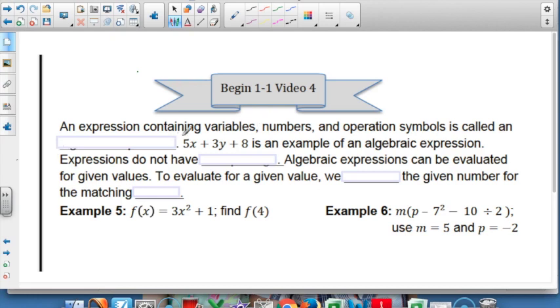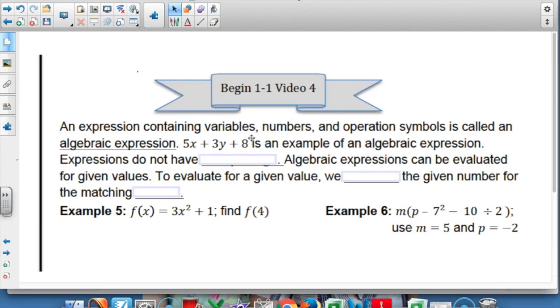So an expression containing variables, numbers, and operation symbols is called an algebraic expression. Don't forget, whenever we have closed notes like this, you need to pause the video and get that written in your notes. Also, remember that if you have any questions, that's what this margin over here is for. All right, so back to the notes.